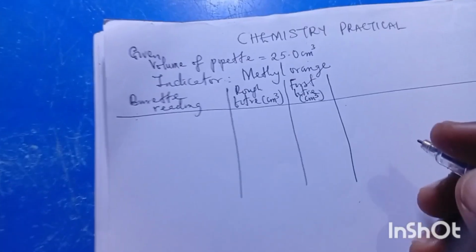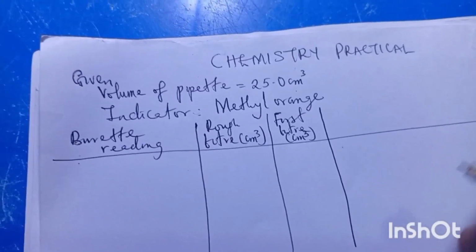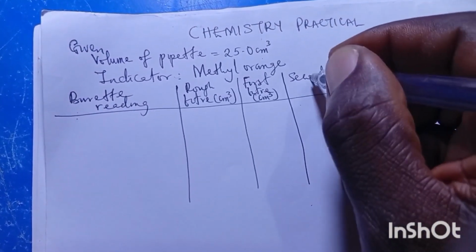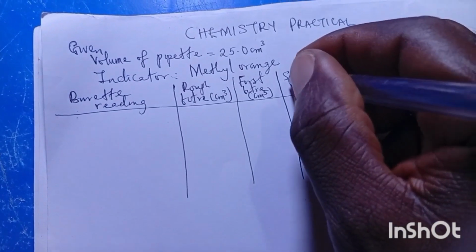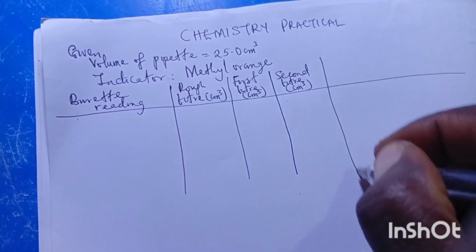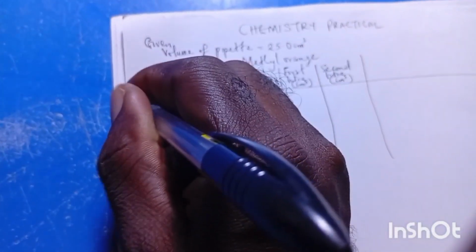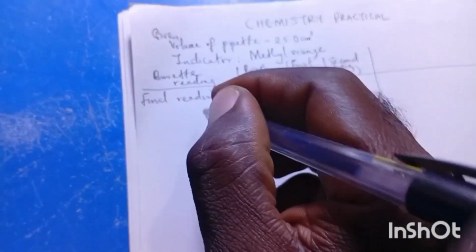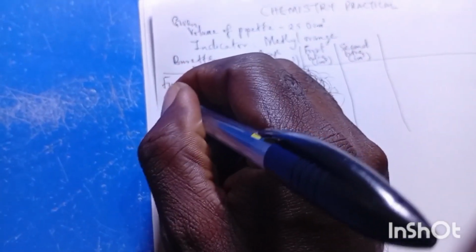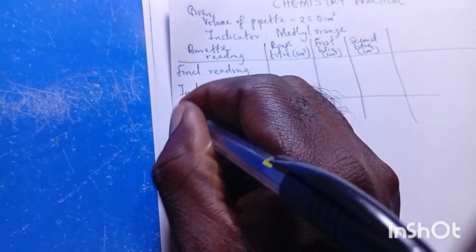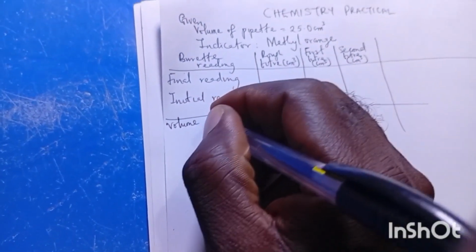Always put your unit. You can see mine. Always put your units. And I have my second. If you like, you can write it like figure 1, 2, still the same thing. Second titre. And here I have my final reading, and here I have my initial reading. Volume of the acid used.